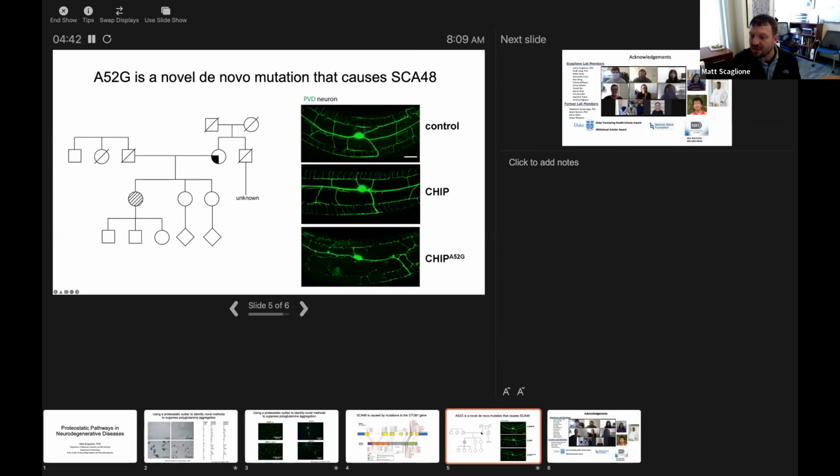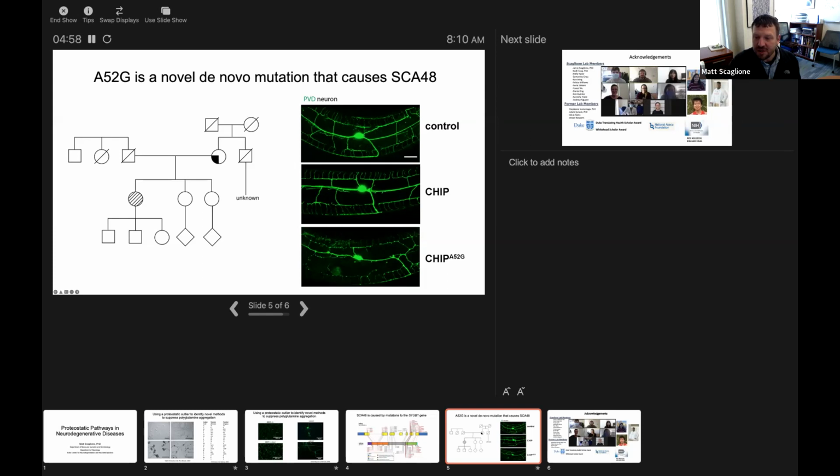However, if we express a SCA48 causing mutation, or this de novo mutation that was identified, what you can see is we have a dysmorphic cell body, loss of segmentation in the body wall, and these bead-like structures, which represent degenerating neurons.